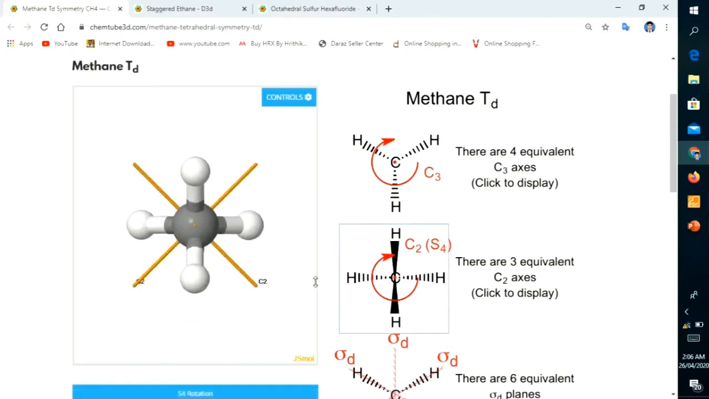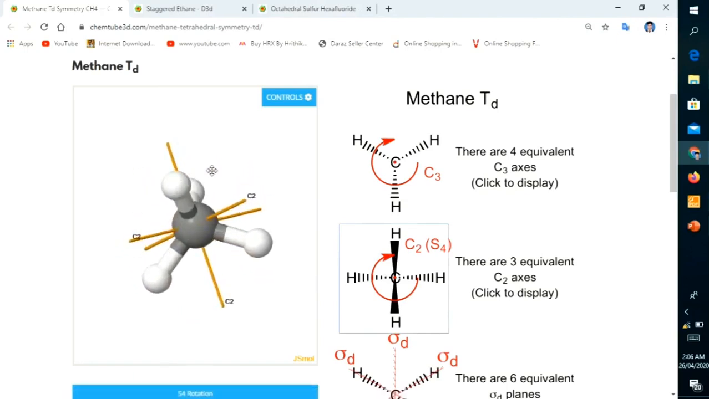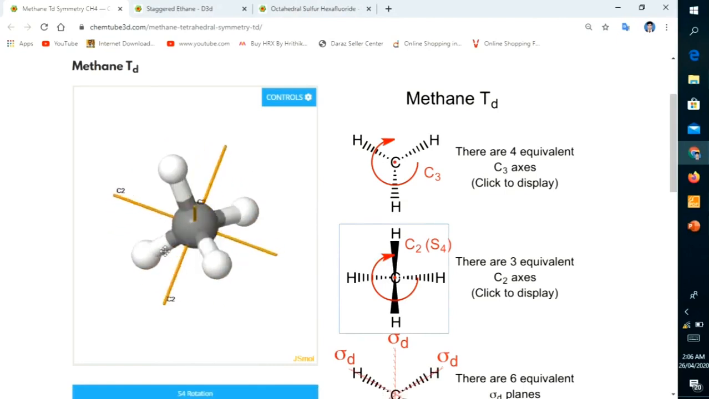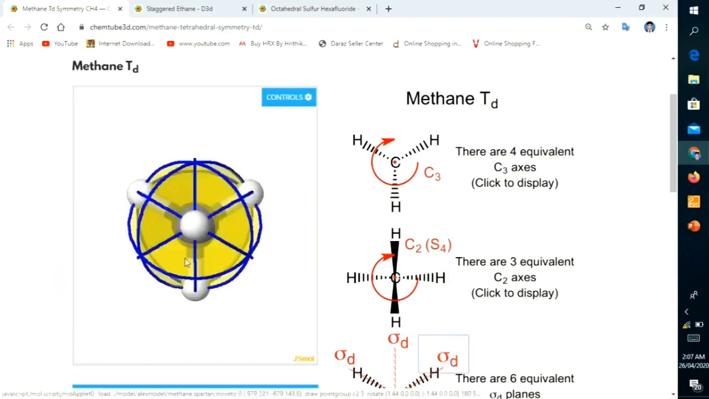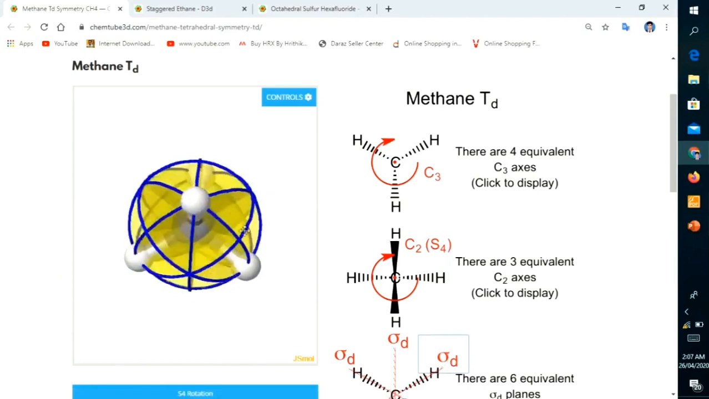Now we will see the C2 rotation. There are 3 equivalent C2 axes, and the yellow line here shows the axis of rotation. Now moving towards sigma d, there are 6 equivalent sigma d planes. You can see in this 3D diagram.